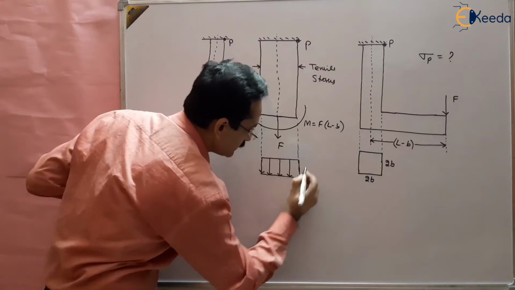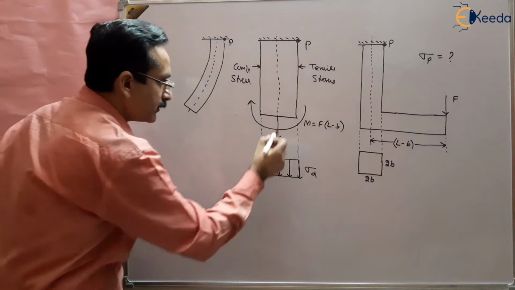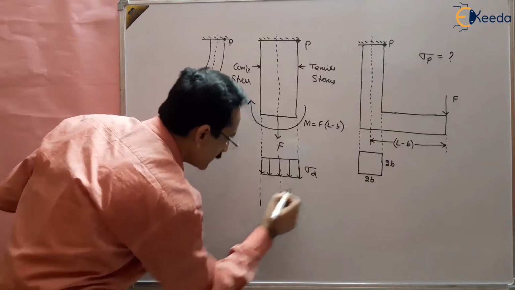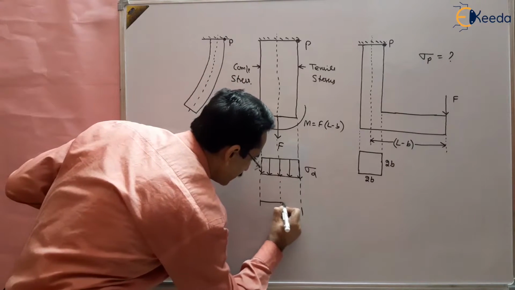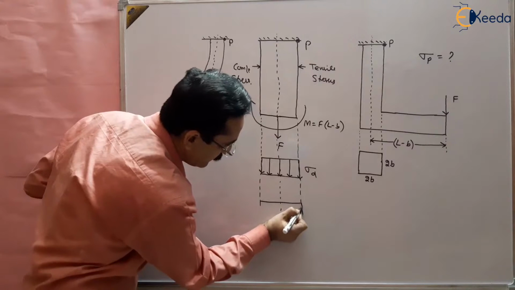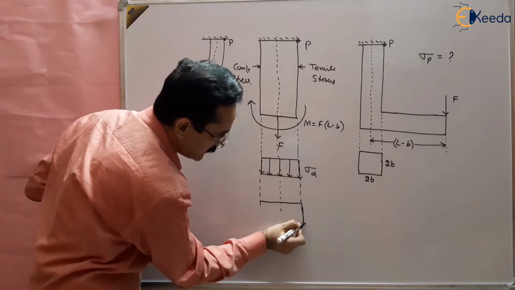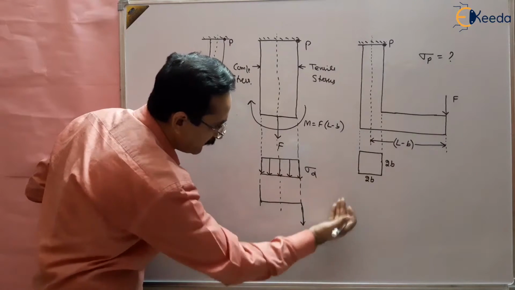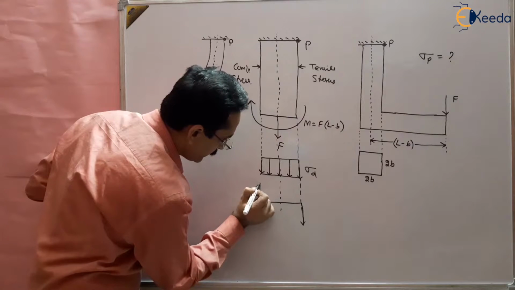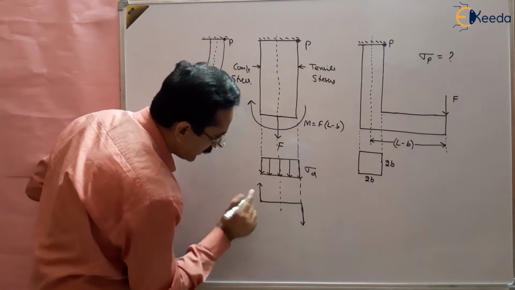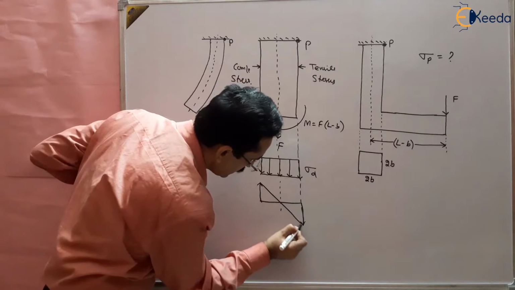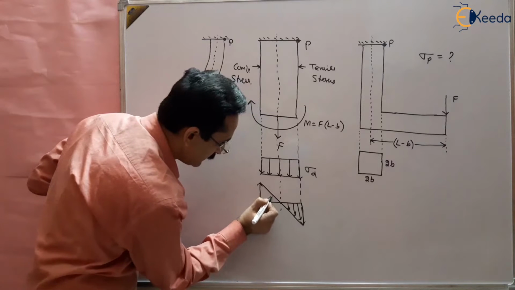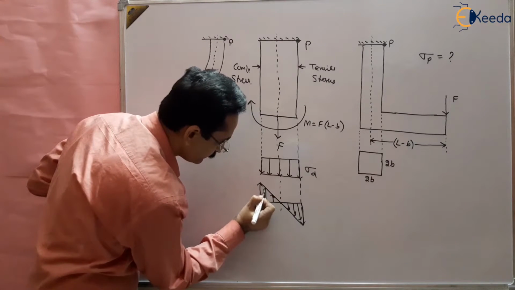These are the direct stresses, sigma d, and due to bending moment, bending stresses will be developed. It is tensile. We are taking tensile in this direction, which is tensile on the right fibers and compressive on the left fibers of the neutral axis, right? So this will be the stress condition.